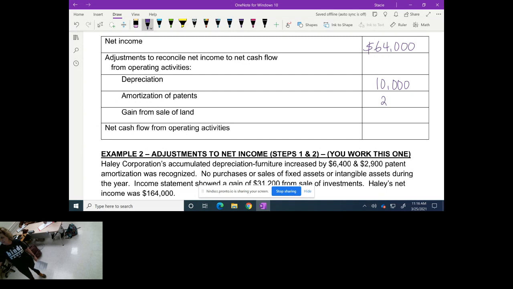Again, we're trying to get back to how much actual cash came in and went out. Essentially what we're doing is converting from the accrual basis to cash basis just on this statement. I remember accruals got stuff in it that we haven't collected or paid yet.